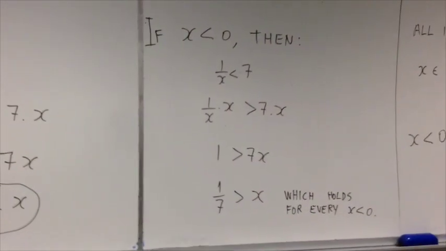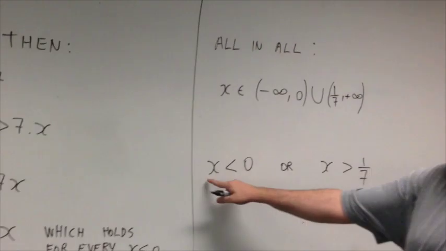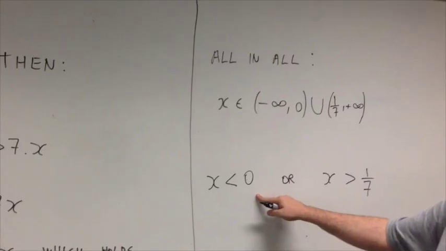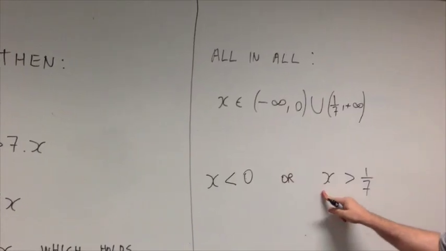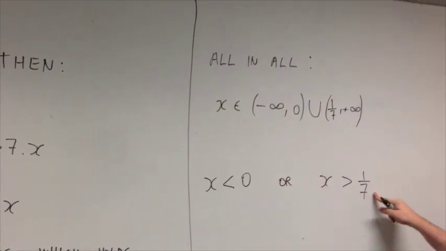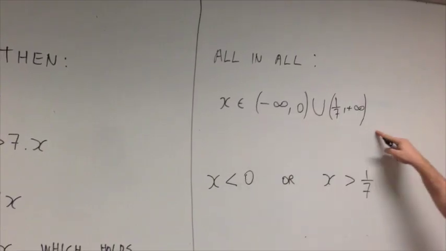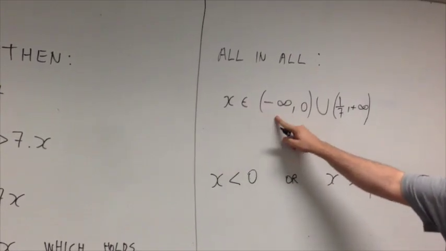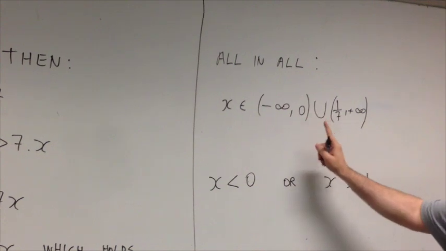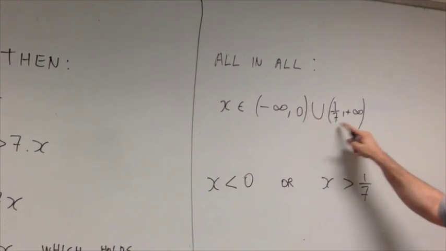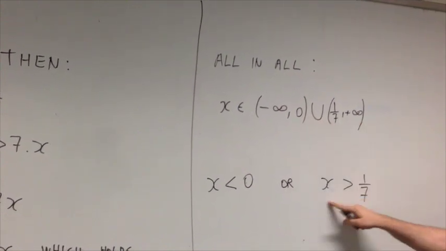So all in all, the solution is: all negative numbers satisfy our inequality, and also the positive numbers which are bigger than 1 over 7. In terms of intervals, x belongs to the interval from minus infinity to 0, not including 0, and then from 1 over 7 to plus infinity. It has to be sufficiently large.